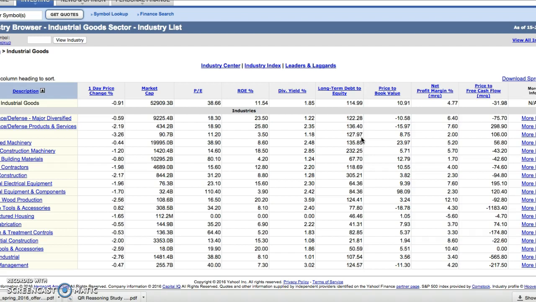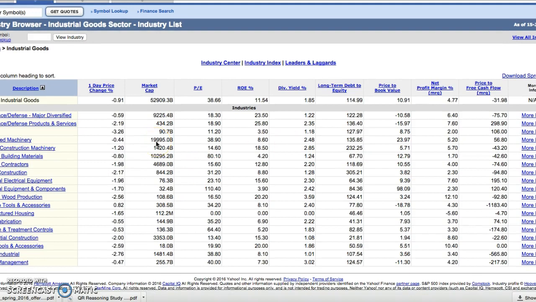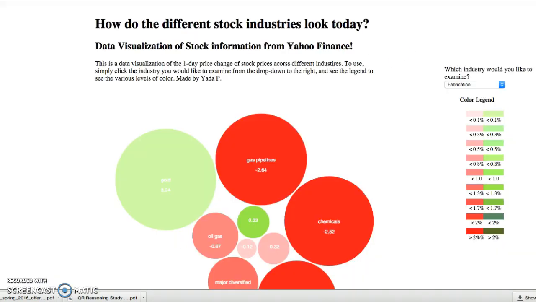And so I thought there must be a better way of representing this data so that it's more interactive, more fun, and easier to extract insightful insights from these data sets rather than scrolling through and analyzing these different numbers. And so I decided to do a data visualization of this.